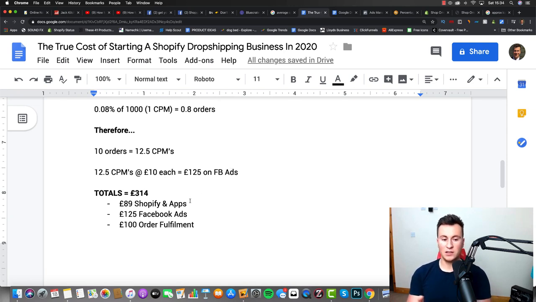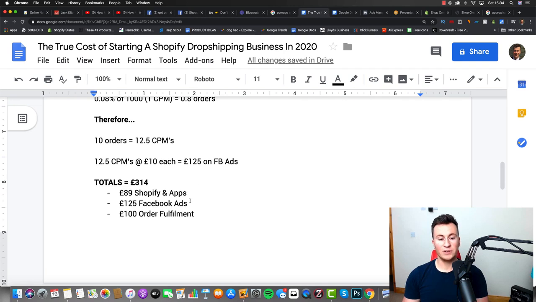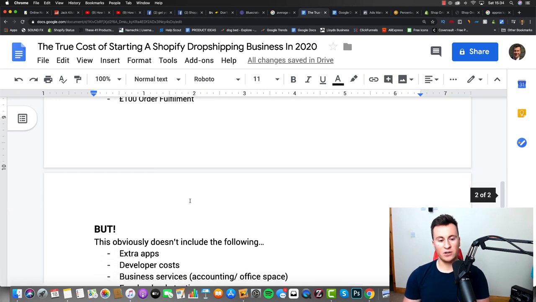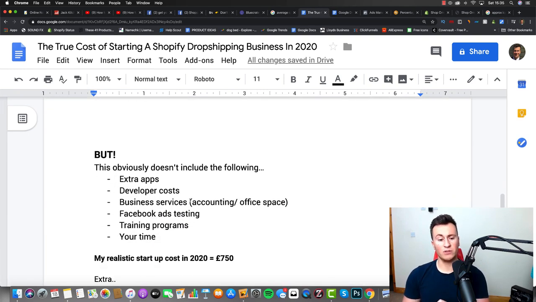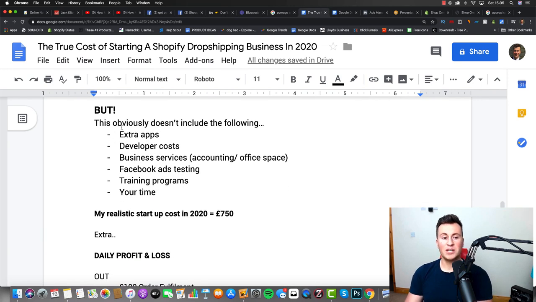£314, which is £89 on your Shopify and apps, £125 on Facebook ads, and then £100 on order fulfillment. Now that isn't the full story. To give you more detail and a more realistic startup cost, because this obviously doesn't include any of the following, which are potential extra costs. I'm not saying you have to spend money on these. What I'm saying is they're potential extra costs.